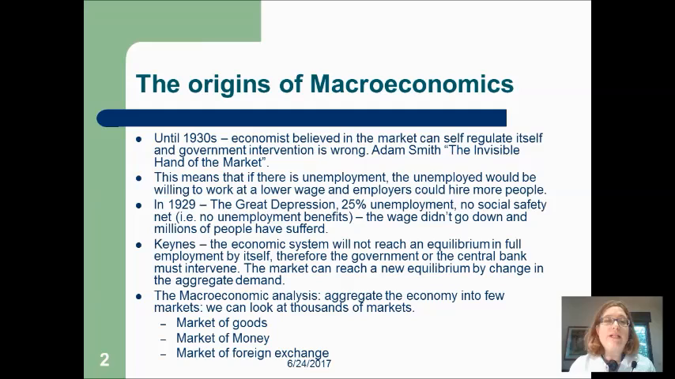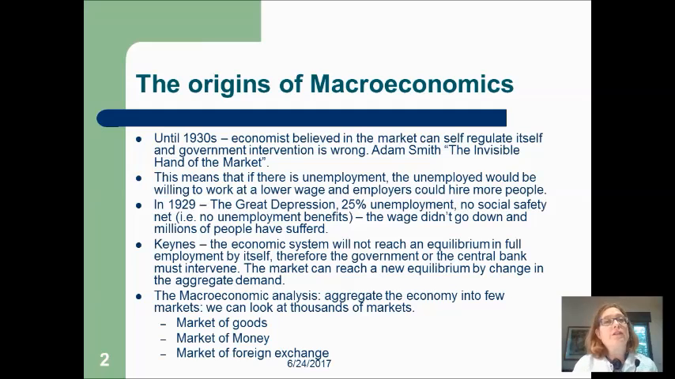In 1929, however, in the Great Depression, the U.S. economy experienced 25% unemployment. There was no social safety net, so no unemployment benefits, and the wage didn't go down, and millions of people suffered. So then people realized that the theory may be wrong, or maybe not suitable for the current situation.